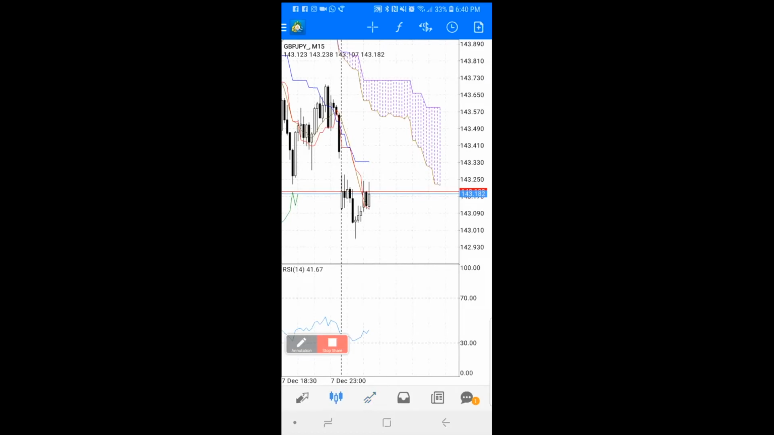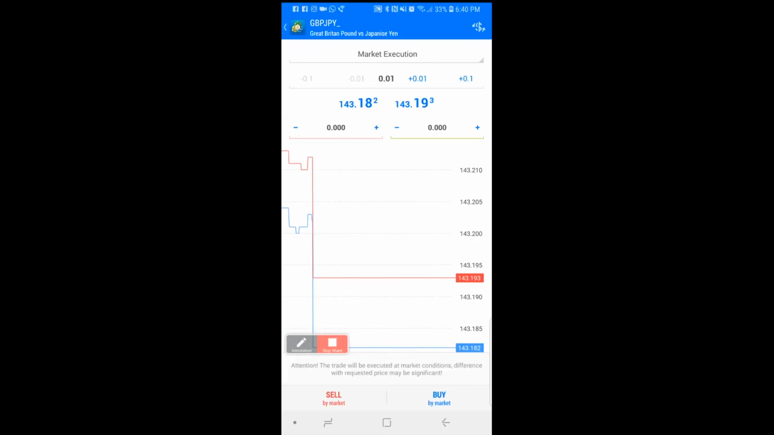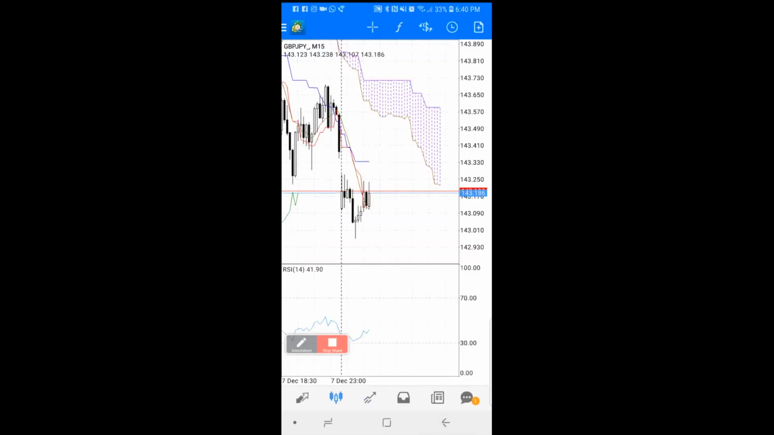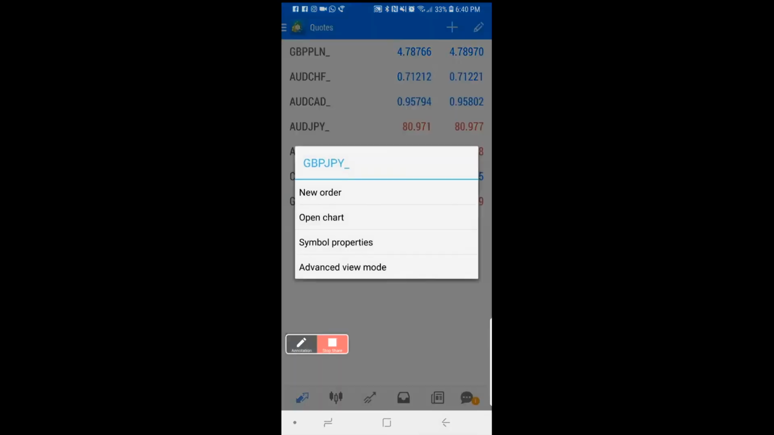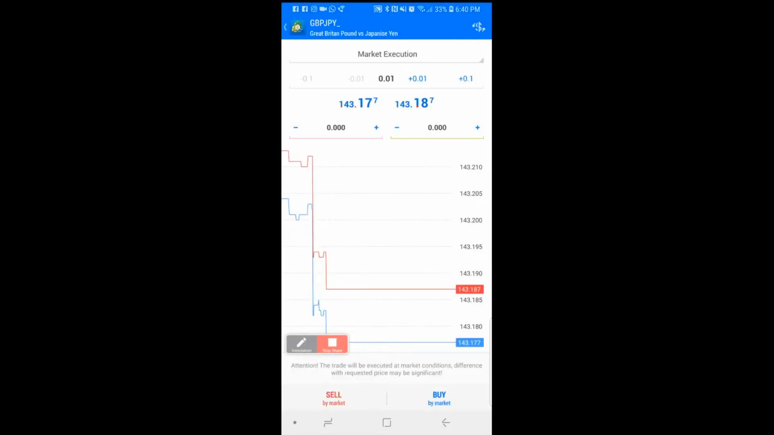You can either press buy from the top right, you see like a plus book. You can go into the market that way. Or if you go back to quotes, you can click on GBP JPY, and you can go to new order. iPhones are a little bit different. That's why you need to switch over to Android. But if you have questions with iPhones, we can help you out that way.